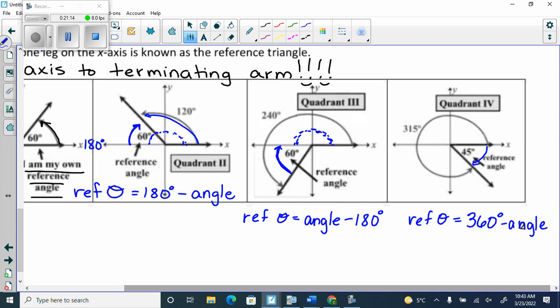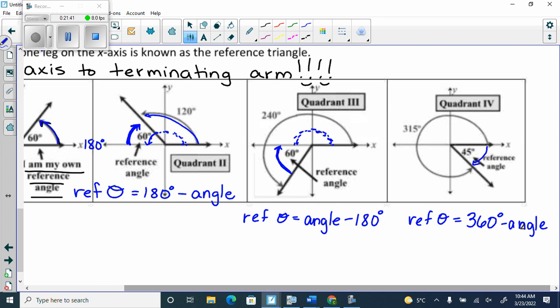Okay? So let's go back how we did it. The reference angle is from the x-axis to the terminating arm. So if I calculate that, my reference angle is my angle because it's just what it is in quadrant 1. In quadrant 2, it takes me 180 to get to this. Well, I want to find out what's left over. So I would do 180, which is the whole thing, and I'd subtract off the angle, and I would know what was left over in quadrant 2.